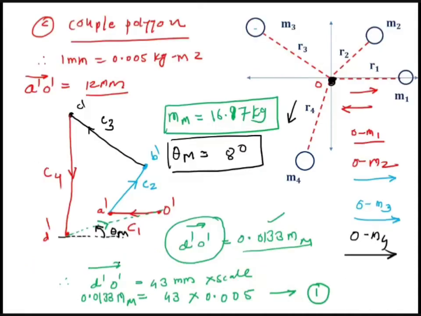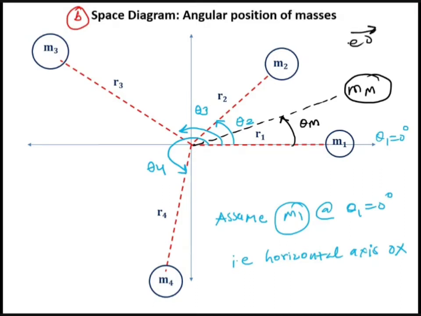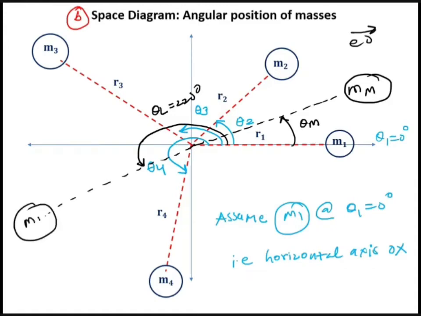Now I will complete the space diagram here. So this is my space diagram. How will I complete the space diagram now? First of all, I will locate the mass MM here. So finally, complete the space diagram, locate the mass MM, which is at angle theta M. And then either parallel to the vector EO bar or by taking an angle 220 degrees, you can locate the angle here. You can locate this theta L, which is equal to 220 degrees, and at this angle, you will get the mass ML.